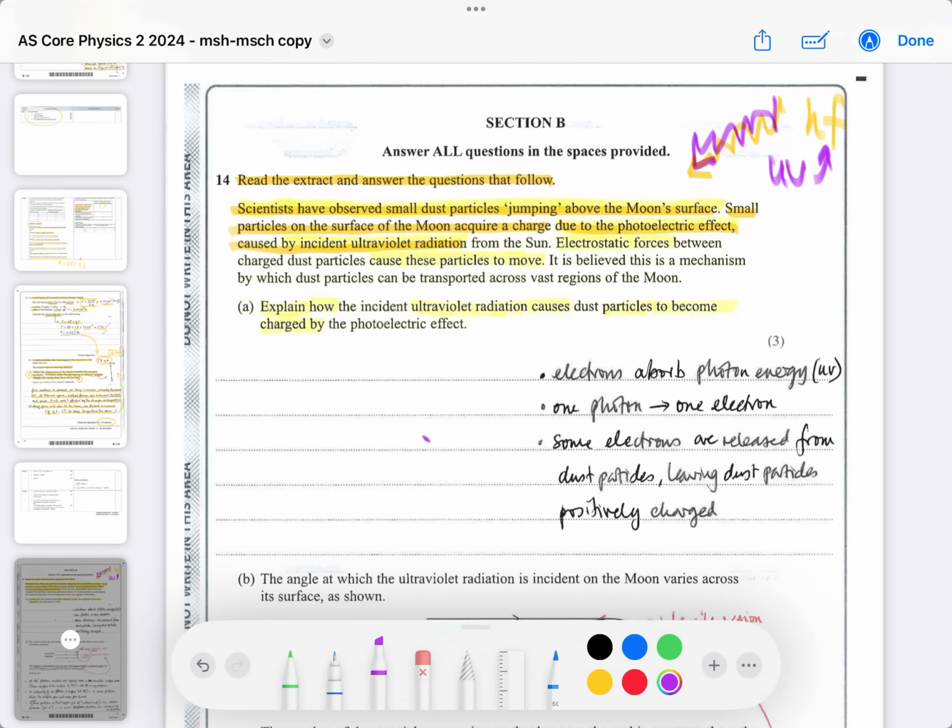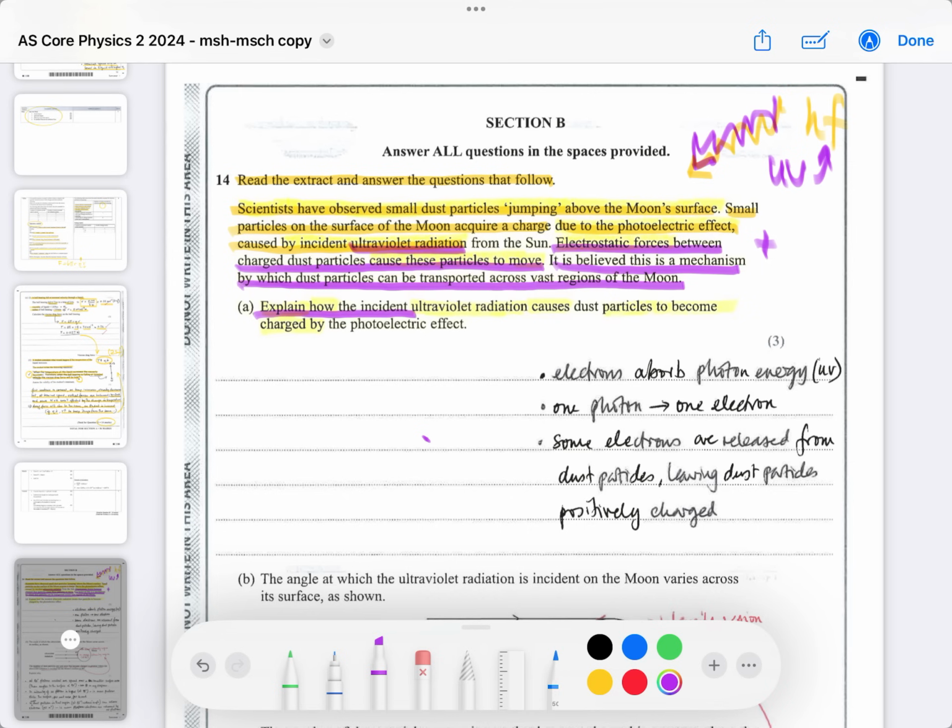By the incident ultraviolet radiation from the sun, electrostatic forces between charged dust particles cause these particles to move. So there are going to be electrostatic forces between them. If they've lost electrons, they should become positive. It is believed that this is a mechanism by which dust particles can be transported across vast regions of the moon. I don't know about that, but anyway, let's see what the physics is.